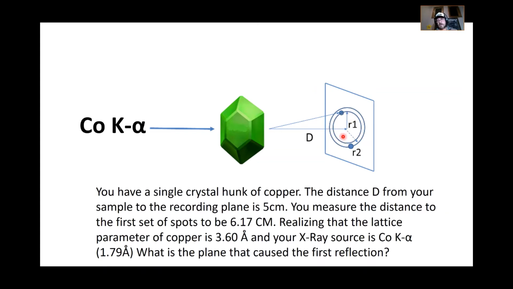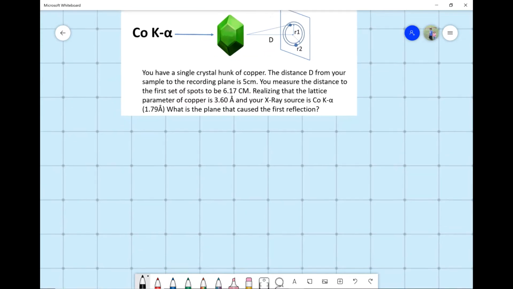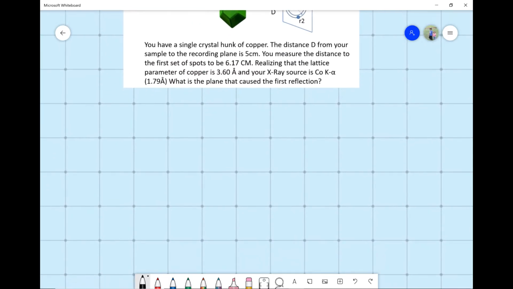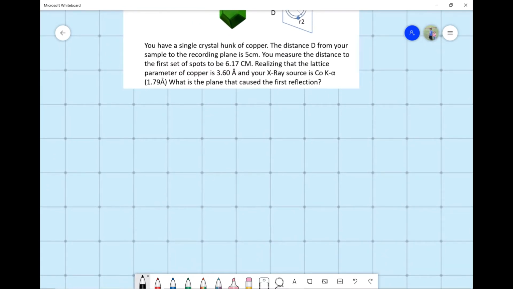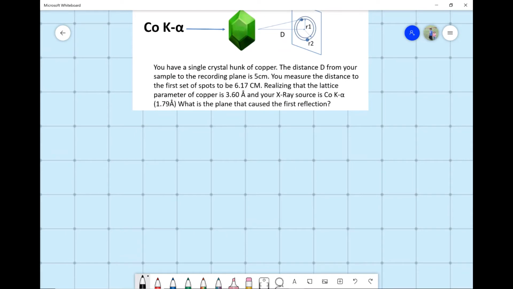You could kind of guess based on how things go, but perhaps it's texturized and the first reflection is not what you would expect. But let's go ahead and work through this. All right, so we're working through our Laue diffraction problem, and we've already read it. So we know our distance d is 5 centimeters, and the first radius is 6.17 centimeters.